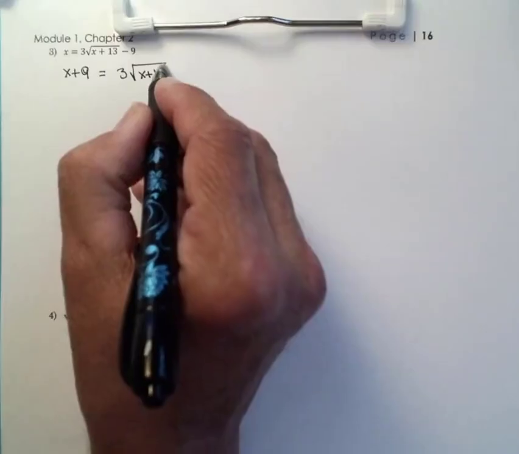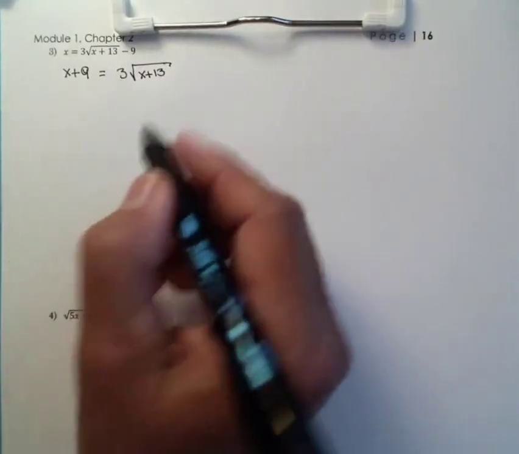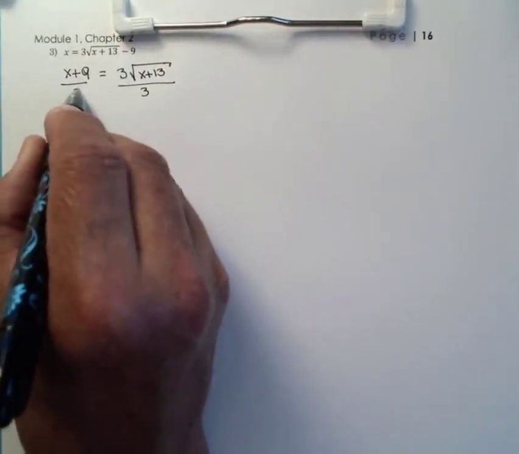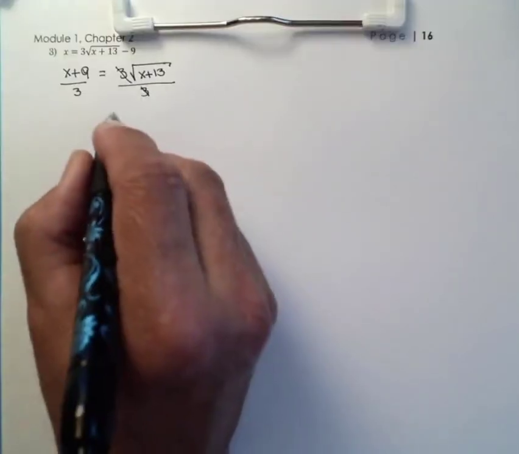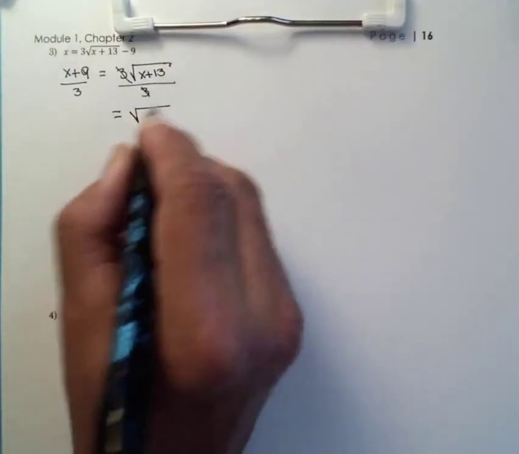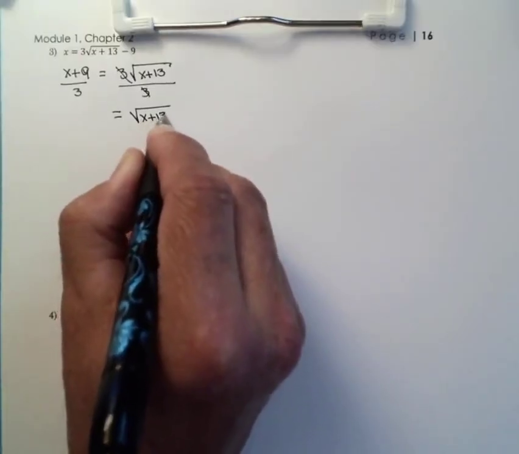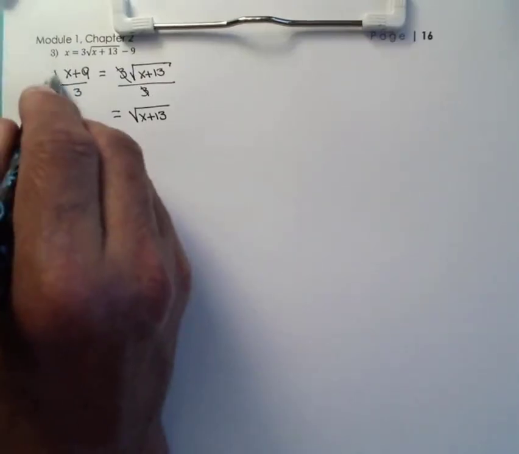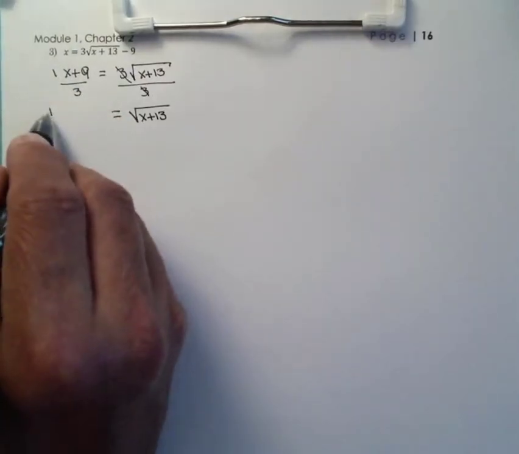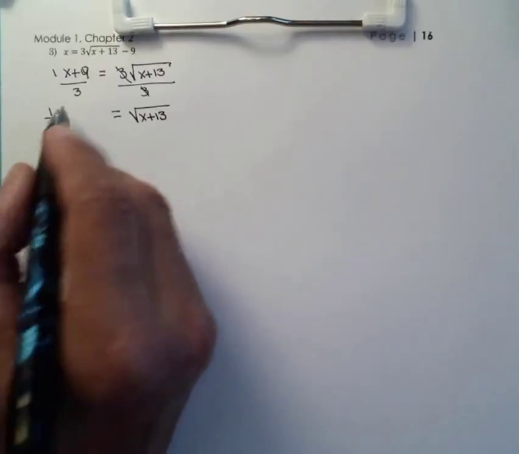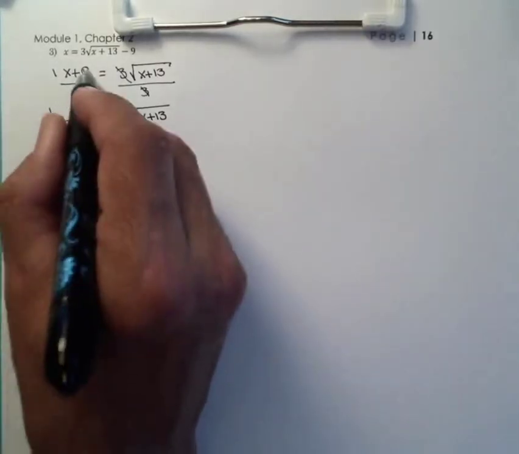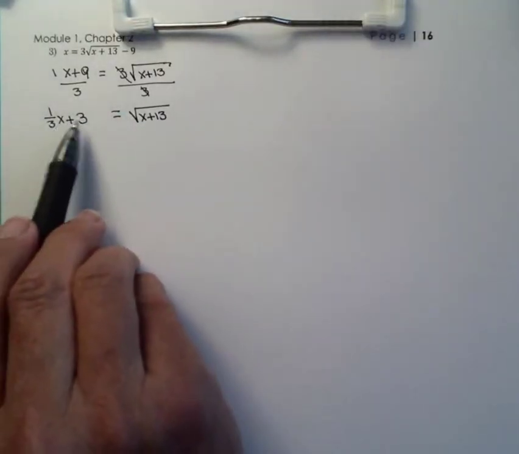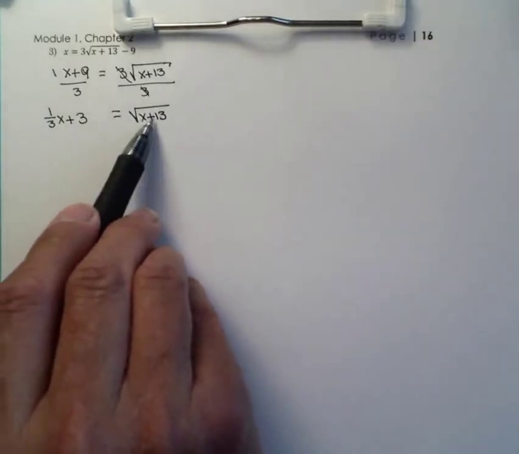Now I've got the radical term isolated, but it's got a coefficient. If I want to get rid of that, I'll divide this side by 3, and I'll divide this side by 3. Okay, now remember what this is going to do for me. I isolated the radical, and then I simplified it down to where it had a coefficient of 1. That's what I want. This is really 1x over 3, which is, think about separating these terms, 1/3 x. This is plus, right, 9 over 3, which is just the whole number 3. So I've got 1/3 x plus 3 is equal to the square root of x plus 13.